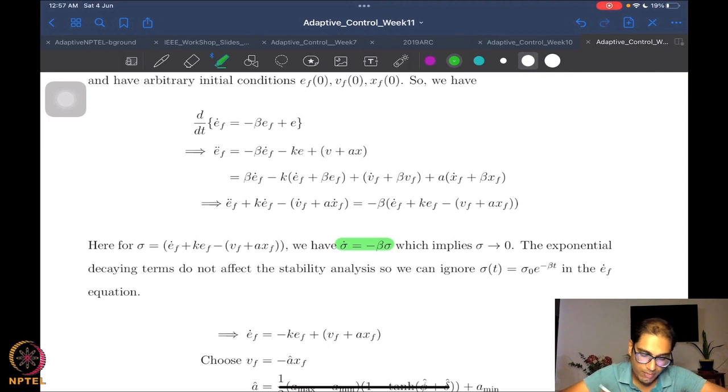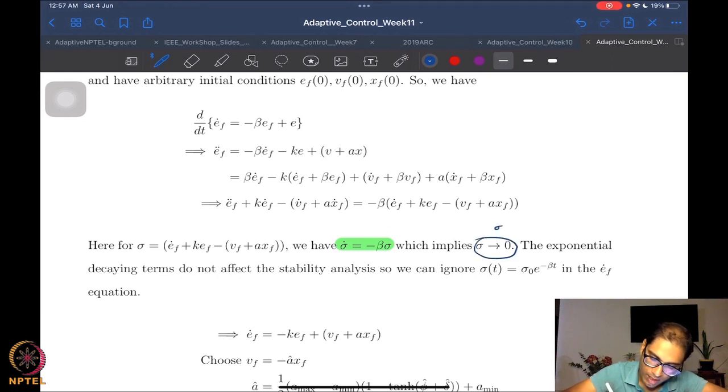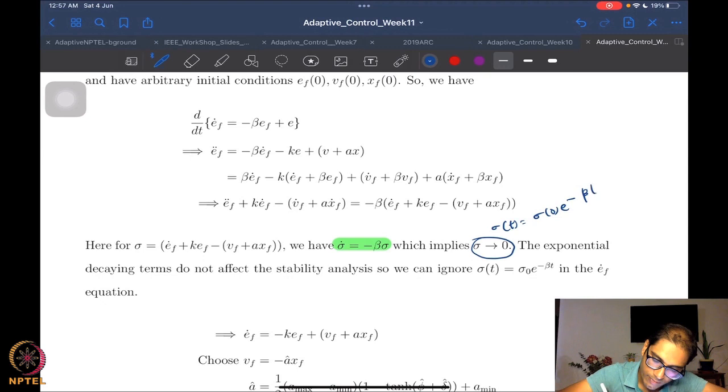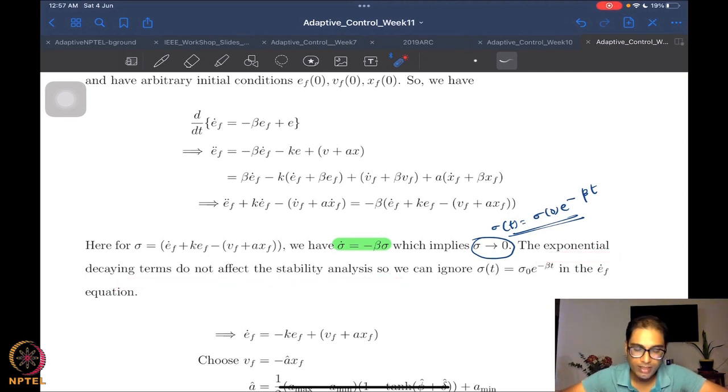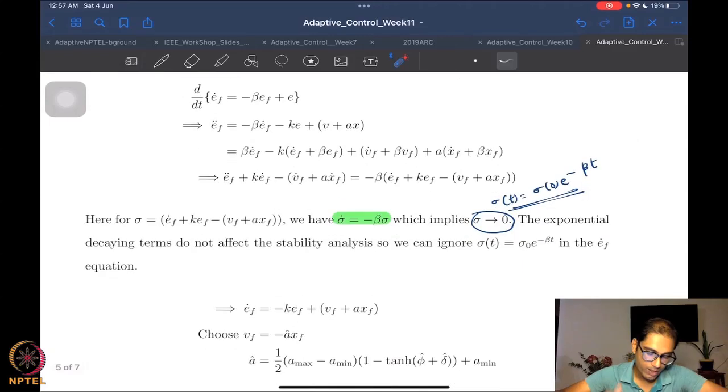And what do we know from here? It means that sigma is exponentially decaying, right? Which implies not just that sigma goes to zero, it implies that sigma of t equals sigma zero e to the power minus beta t. All right, so this is rather cool. It essentially means that this quantity sigma is going to zero as t goes to infinity. Now it's very well known in control that exponentially decaying terms do not affect the stability. So we can ignore the sigma zero e to the power minus beta t type of term in this equation.